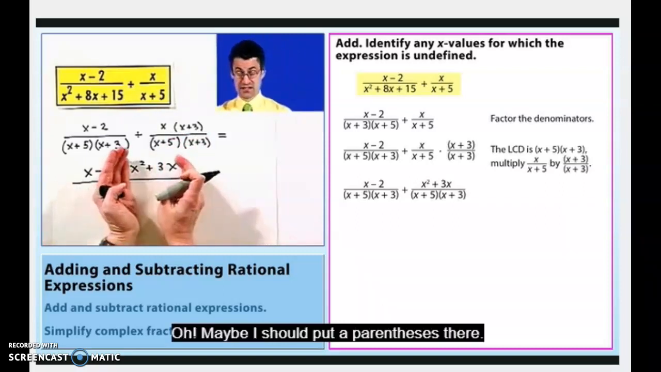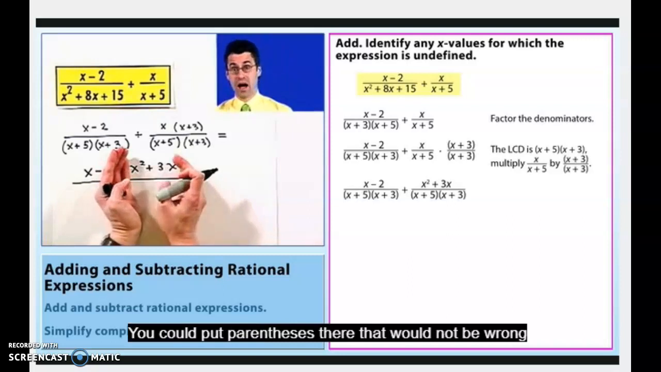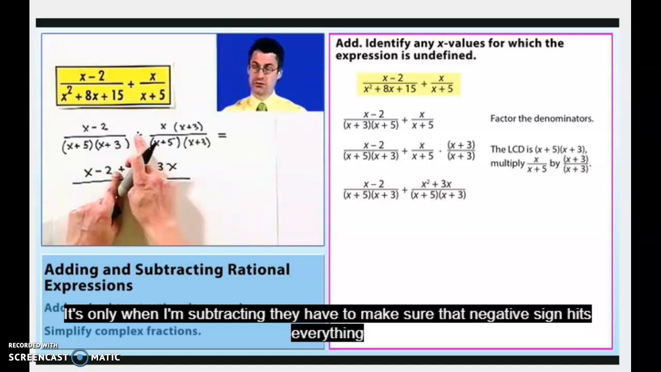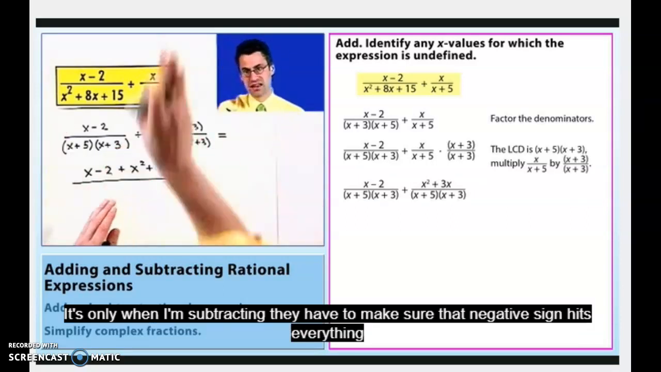Oh, maybe I should put parentheses there. You could put parentheses there. That would not be wrong. But it's not necessary. Since I'm adding, I'm just going to add each term. It's only when I'm subtracting that I have to make sure that the negative sign hits everything.